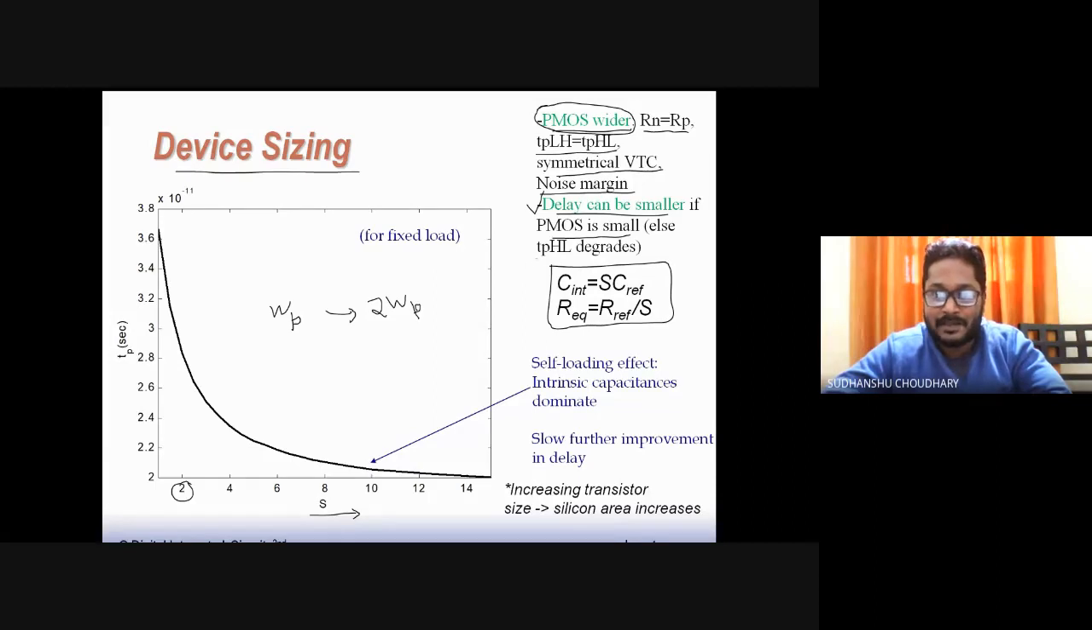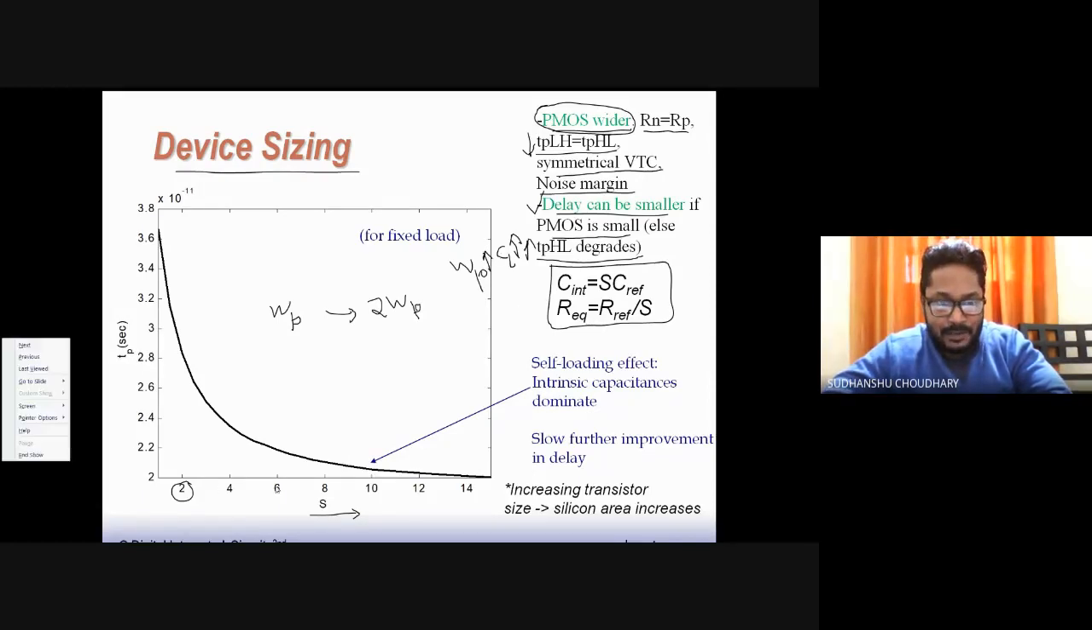Okay? So TPHL degrades because of the increase in width of PMOS. But yes, TPLH reduces, while TPHL goes up because CL goes up when you increase the width of your PMOS, right? So these are a few observations one can make, and you will see that when you increase the size, the delay can be brought down, obviously.